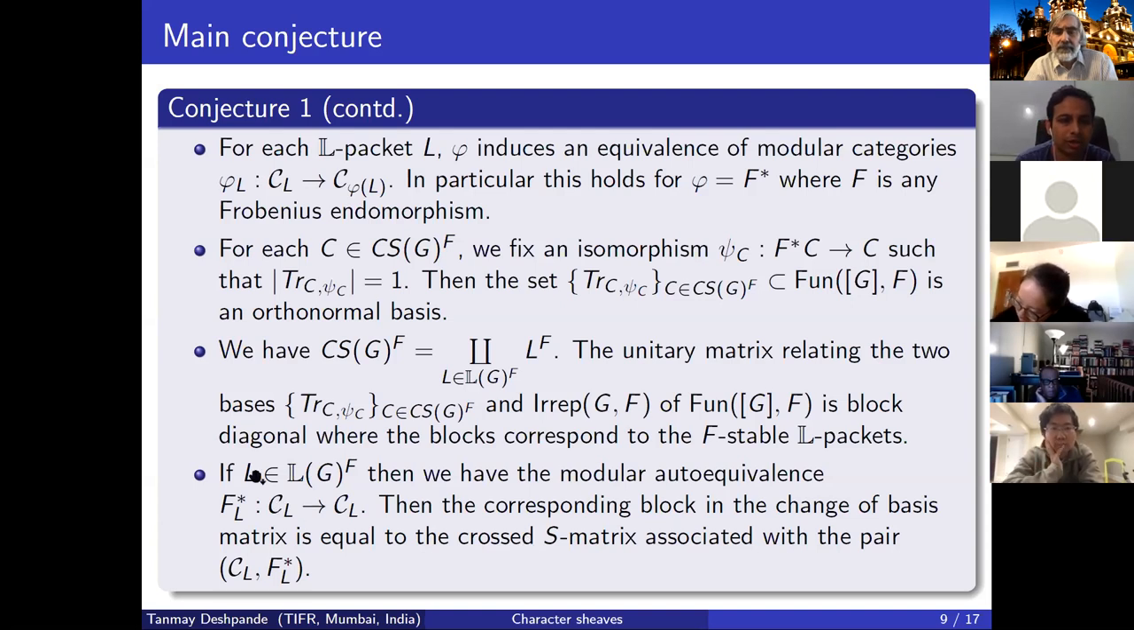So as I said, associated with any L-packet, we expect there is a modular fusion category. Now, given a modular fusion category, there is a notion of an S matrix, which is a unitary matrix. But now we are looking at an L-packet which is fixed by Frobenius, and hence Frobenius induces an autoequivalence of this modular category. Now, if we have a modular fusion category equipped with an autoequivalence, then there is a notion of a crossed S matrix associated with this pair. The crossed S matrix is also a unitary matrix. So the conjecture is that these crossed S matrices describe the relationship between character sheaves and characters.